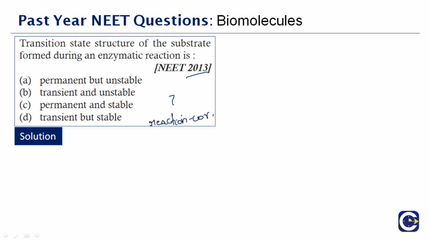Okay, we are talking about the reaction coordinate. Now, it is defined as a state corresponding to the highest potential energy along this reaction coordinate. It is often marked with a double dagger. It will be usually marked like this. It will be marked with a double dagger symbol to represent the transition state. So where we are talking about the transition state structure of a substrate formed during an enzymatic reaction is dash.